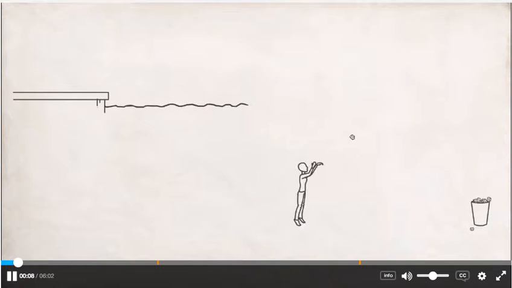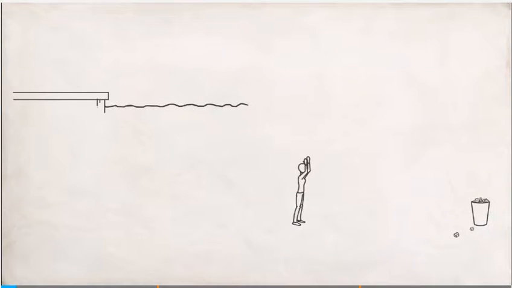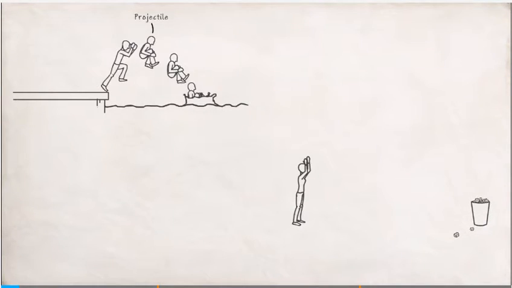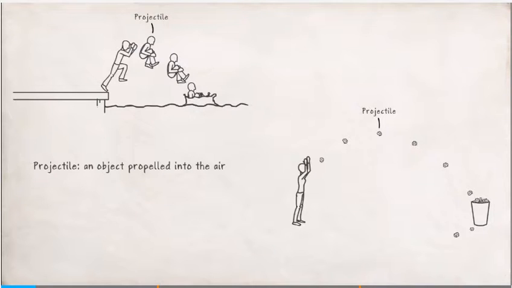...into a swimming pool, or tossed a wadded-up ball of paper into a trash can? To a physicist, both you and the paper wad are projectiles. This video explores how projectiles move through the air. In simple terms, a projectile is anything that is thrown, kicked, batted, or in some way propelled into the air.